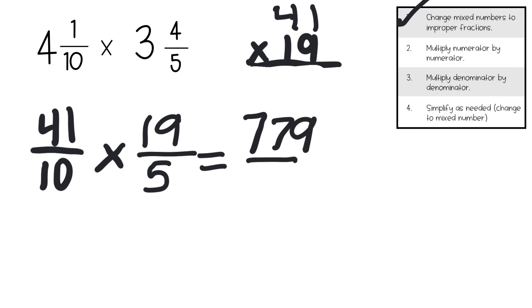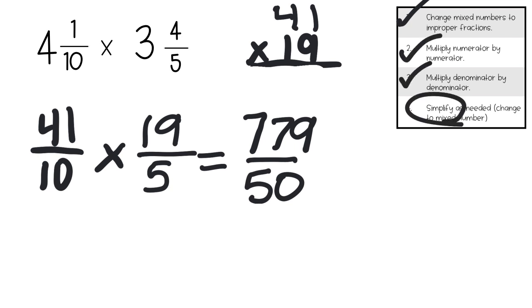Now, I need to multiply my denominators. 10 times 5 is 50. So I've multiplied my numerators, multiplied my denominators. Now I need to simplify. Now this is an improper fraction, so I must change it back to a mixed number. To be able to do that, remember we talked about how this fraction bar also means to divide. So it's saying 779 divided by 50.